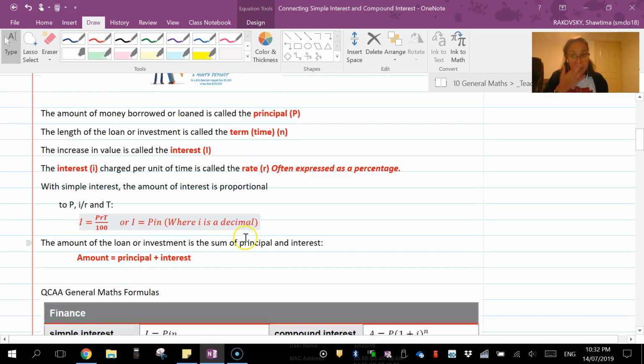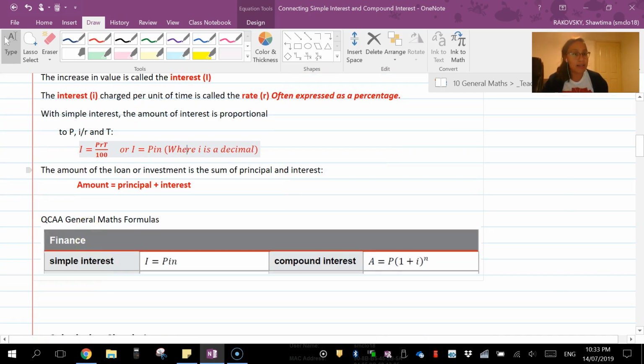When you're doing this though, remember that you are getting the interest generated. So if you're looking for the total amount at the end of a time, like if you're paying back a loan and it's asking how much do you have to pay back, it's the principal added to the interest to give you the total amount for the length of the loan or the investment period.